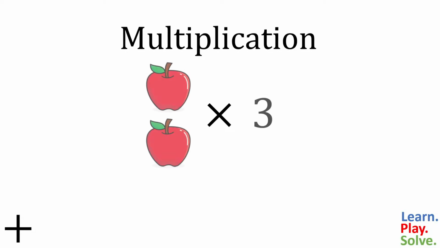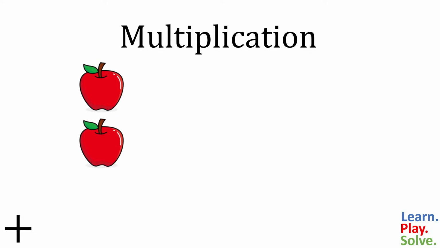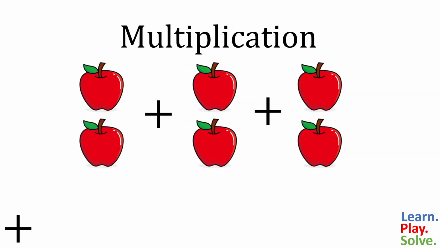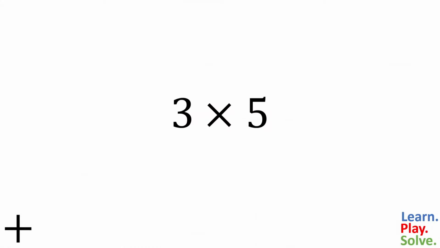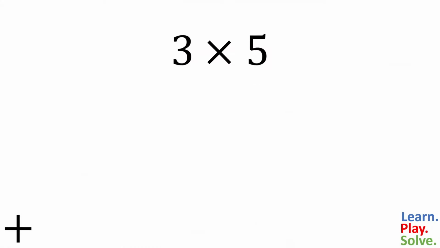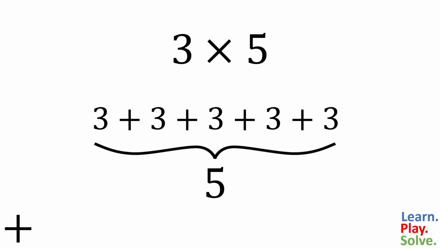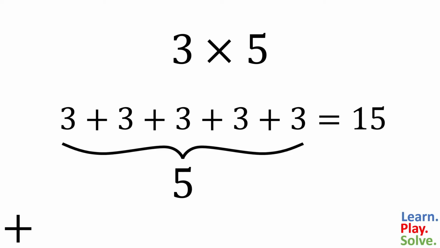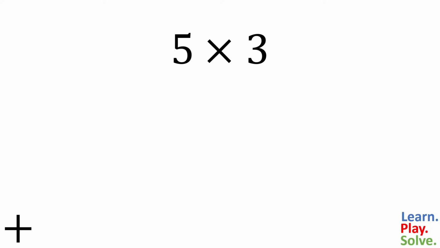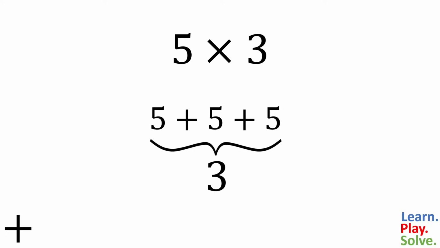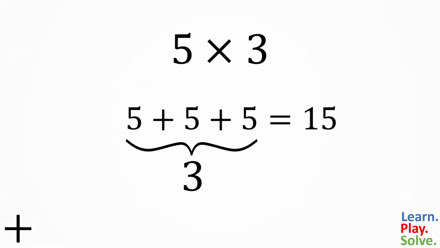When you multiply, what you're doing is adding something by the same amount many times. For example, 3 times 5 means add 3 to itself 5 times. So 3 times 5 equals 15. If you reverse it, 5 times 3, this means add 5 to itself 3 times. This gives you the same answer.